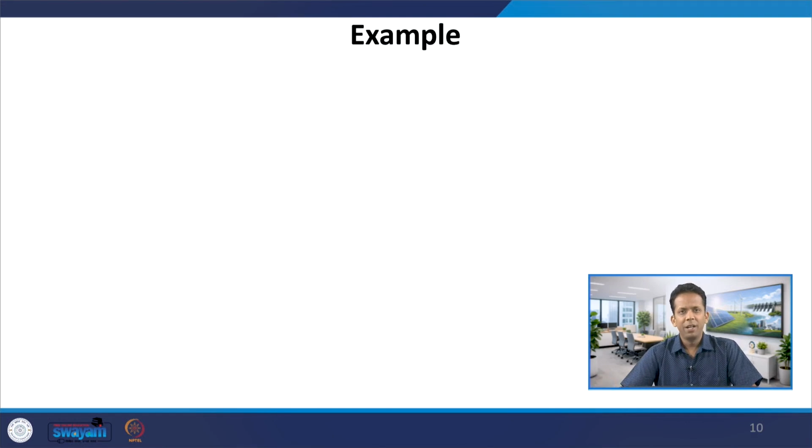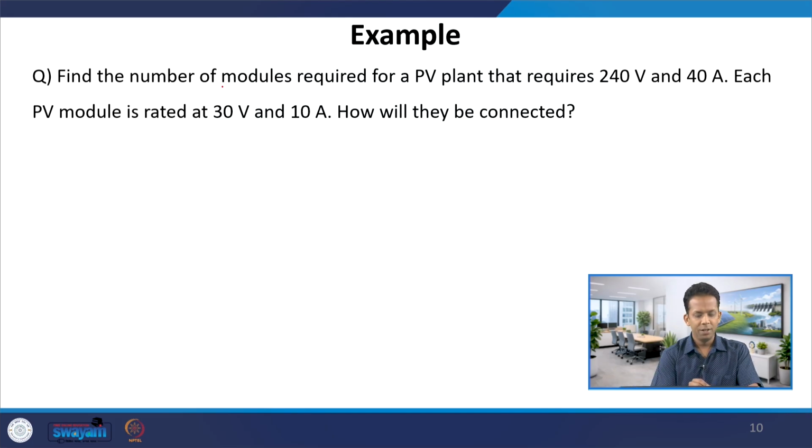Let us take one simple example to find out how many cells need to be connected in series, parallel or series parallel to achieve a desired voltage and current. Find the number of modules required for a PV plant that requires 240 volt and 40 ampere. So this is our voltage, that is our current. Each PV module is rated at 30 volt and 10 ampere. So that is the rating of a single PV module. We need to find how many modules we would require to satisfy this demand and how they will be connected.